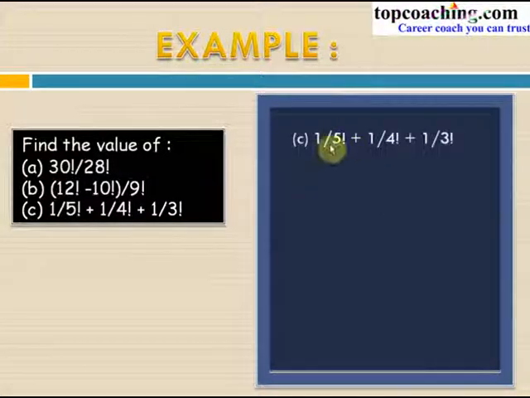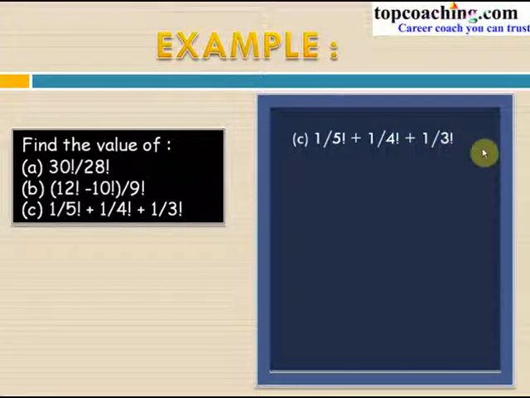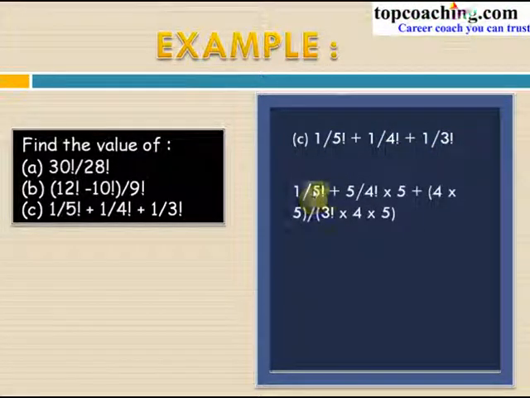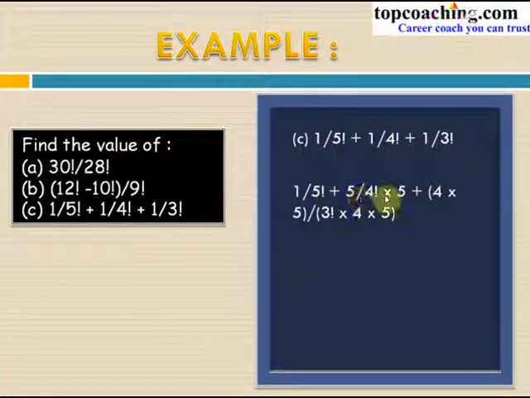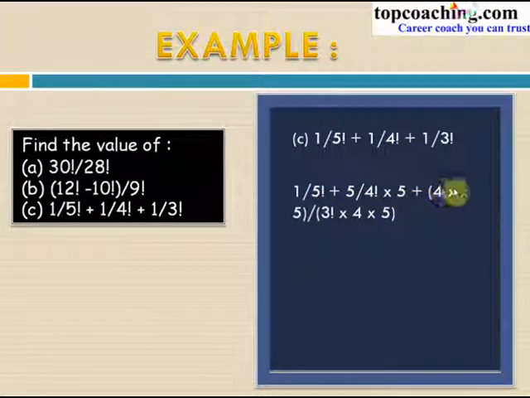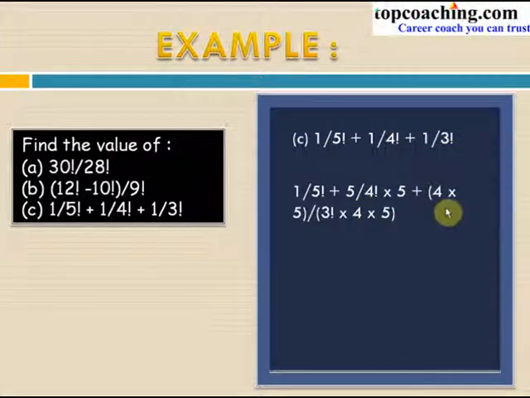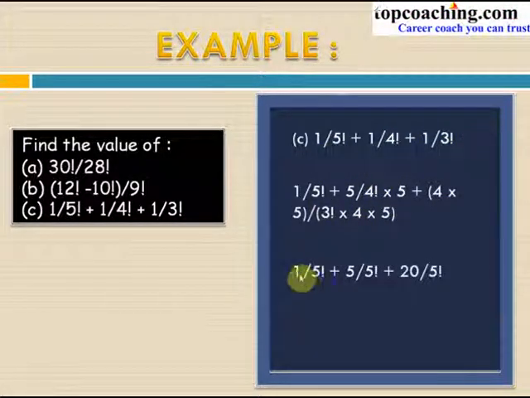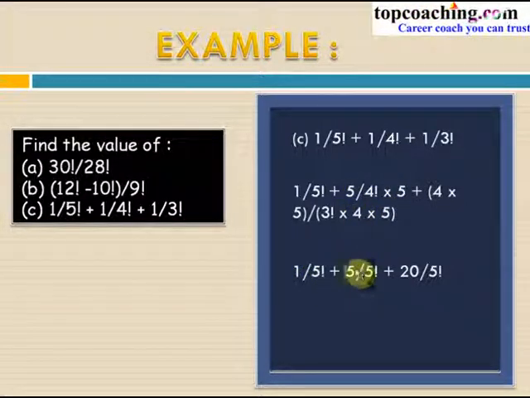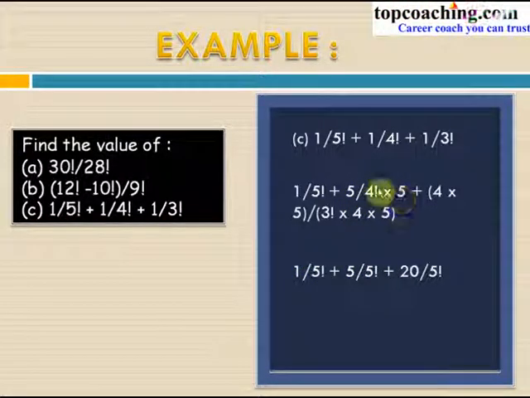Let's look at the third part, and that is 1 by 5 factorial plus 1 by 4 factorial plus 1 by 3 factorial. Now this could be further written as 1 by 5 factorial plus 5 by 4 factorial into 5, plus 4 into 5 divided by 3 factorial into 4 into 5. What we have simply done is we have multiplied the numerator and denominator of the second expression by 5, and similarly we have multiplied and divided the third expression by 4 into 5. So what does this become? This is the same 1 by 5 factorial. This would become 5 by 5 factorial, because 4 factorial into 5 is 5 factorial.